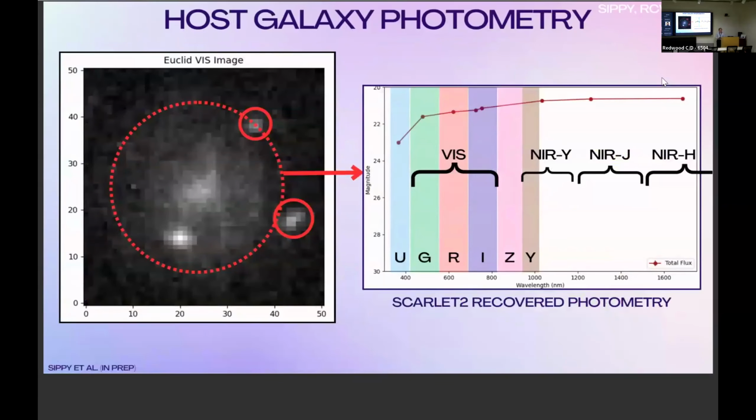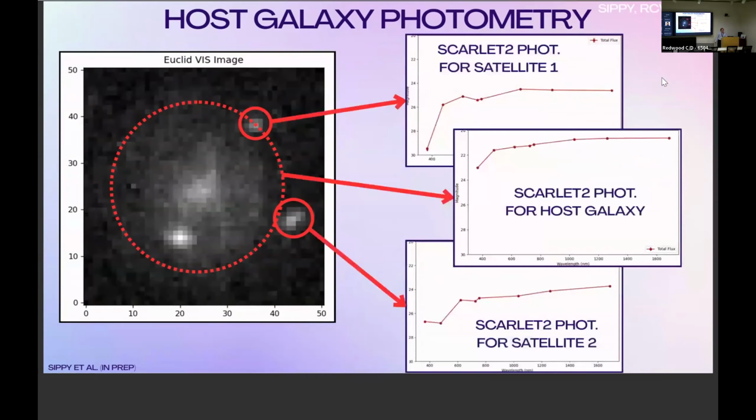We can also recover photometry of the host galaxy to understand what the host of the AGN is like. So this is just showing the LSST bands and the Euclid bands. The red points are the photometric spectrum that Scarlet 2 recovered for this galaxy. And this one also happens to have two little satellites, so we can model those separately and completely decompose them from the main galaxy and get 3 separate spectra to understand the properties of those as well.